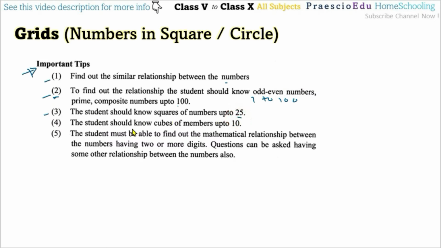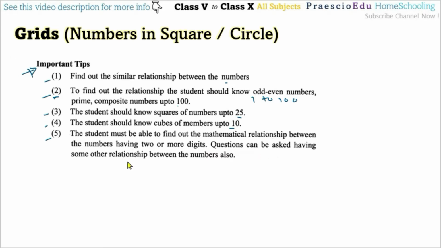Then topic number 3: the student should know squares of numbers up to 25. The student should know the cubes of numbers up to 10, meaning 1 to 10, whatever their cube numbers are, must be known, and squares of 1 to 25 must be remembered. And topic 5: the student must be able to find out the mathematical relations between numbers having two or more digits.